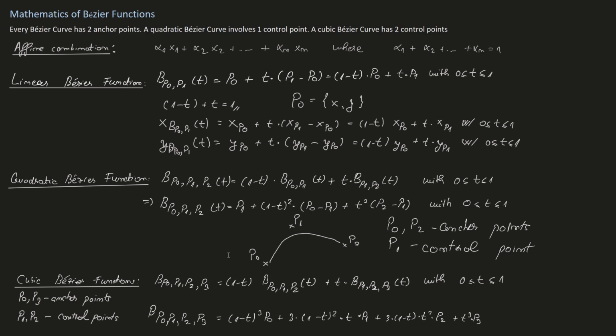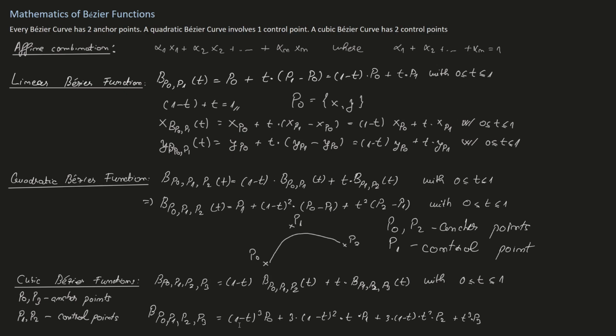The cubic Bézier function can be defined again as an affine transformation of two quadratic Bézier functions. So it's 1 minus t multiplied by the first quadratic Bézier function plus t multiplied by the second quadratic Bézier function. In this case, p0 and p3 are the anchor points, and p1 and p2 will be the control points.